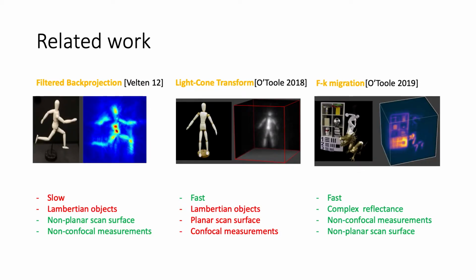In the last lecture, we discussed some approaches to solve this challenging problem, including filtered back projection and light cone transform. However, these approaches are either slow, assume a hidden object with Lambertian reflectance, or are limited to planar surfaces and confocal environments. Today, we're going to introduce two new approaches to overcome these limitations.